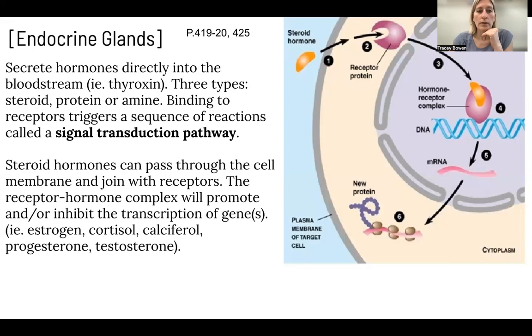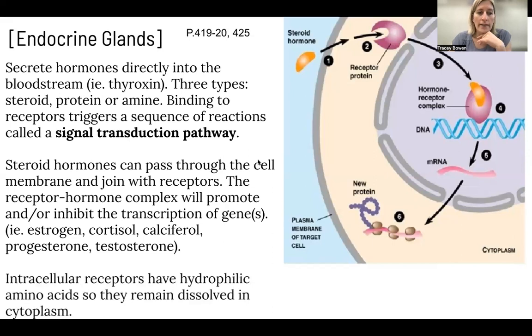So in steroid hormones, because they are a type of lipid, they can pass through the cell membrane and join with receptors inside the cell. And the receptor hormone complex is going to promote or inhibit directly transcription of a gene. So you can see it's linked here. This is the hormone receptor complex, and it is going to produce messenger RNA. And that is going to mean that that protein is produced. So examples of steroid hormones would be estrogen, cortisol, calciferol, progesterone, or testosterone. And then in the steroid hormone interaction, we have intracellular receptors.